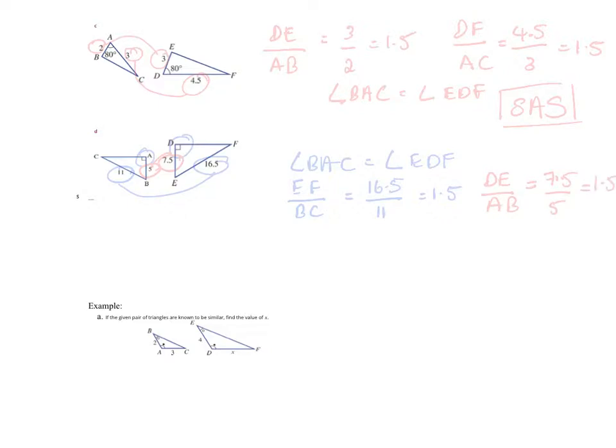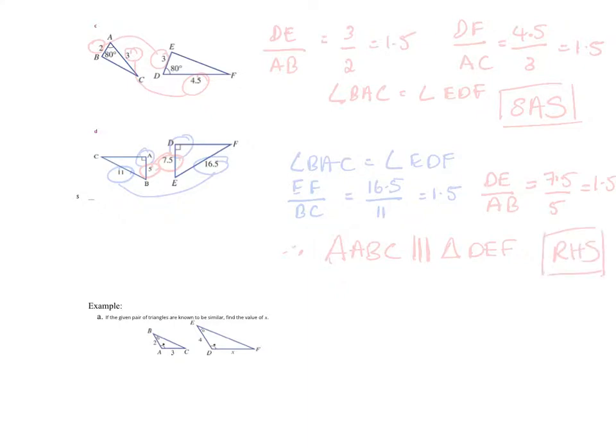So they are the same. So the sides are in ratio. So because the sides are in ratio, we can say that they are similar triangles. So therefore, we have triangle ABC is similar to triangle DEF, and the rule that I used was the right-hand side rule.